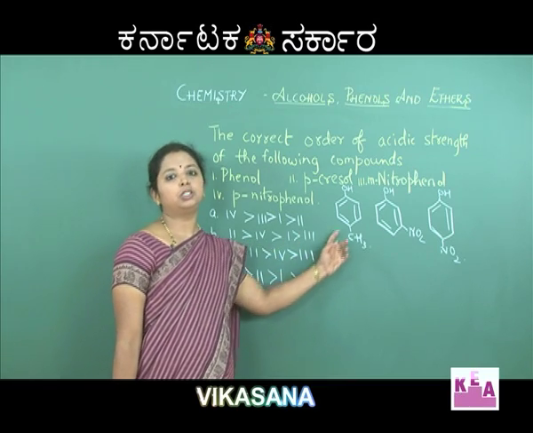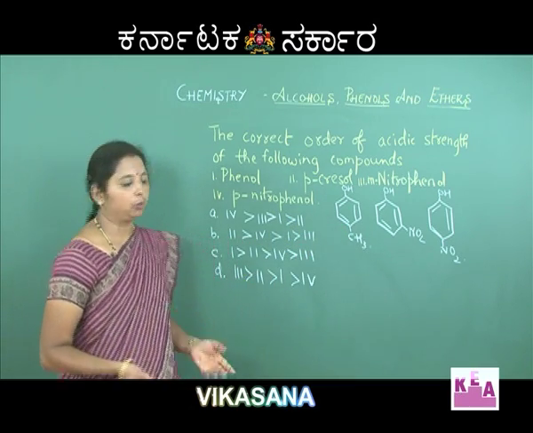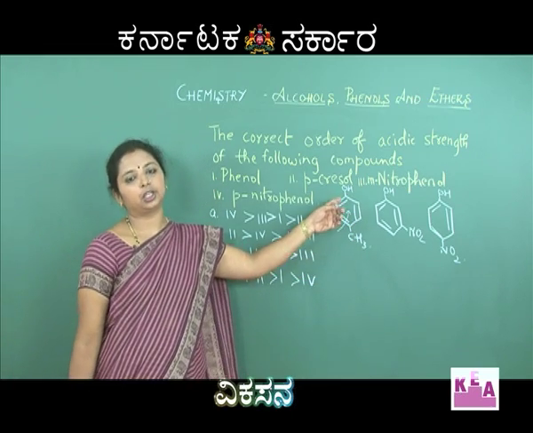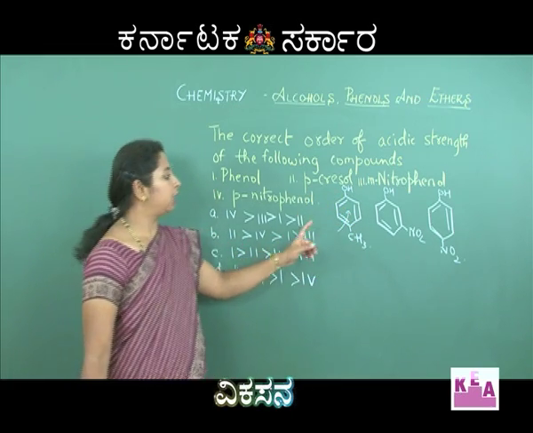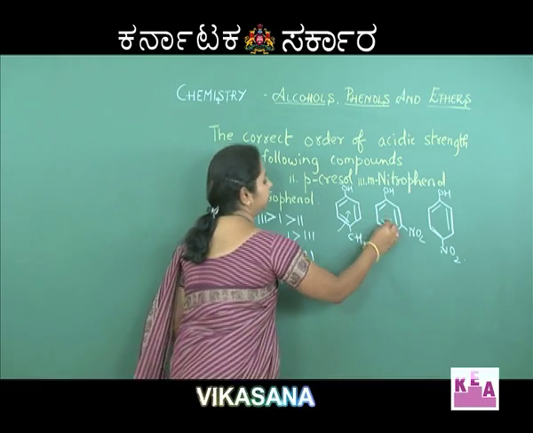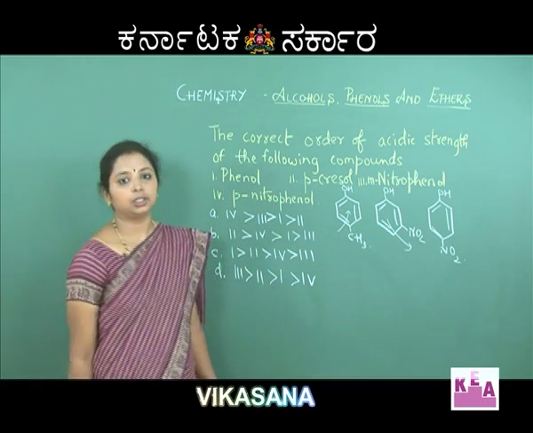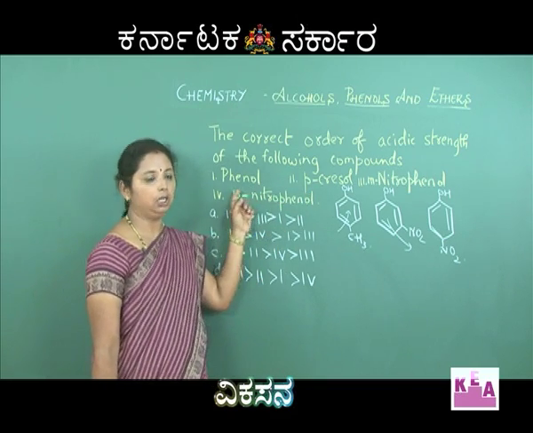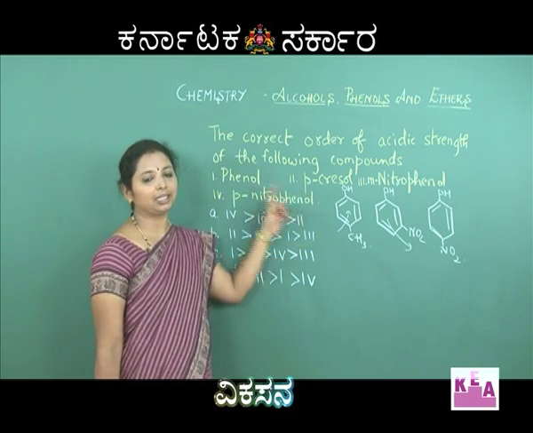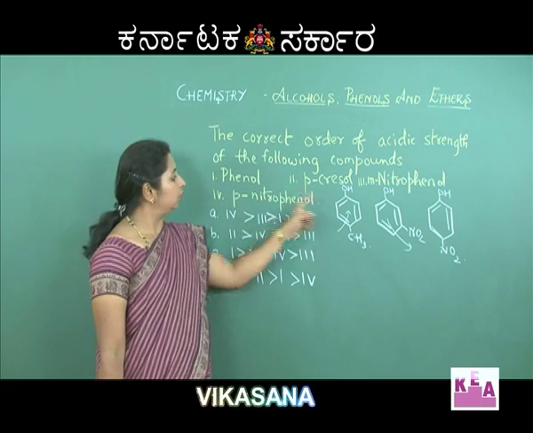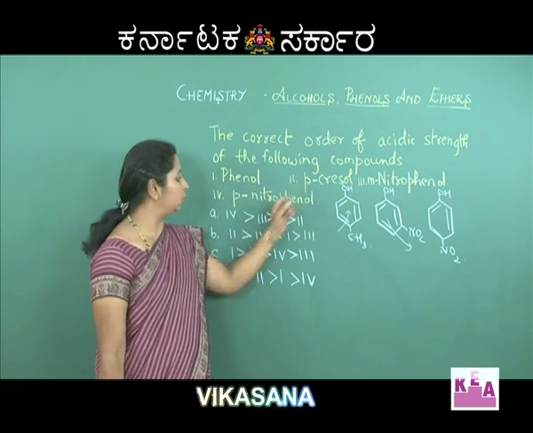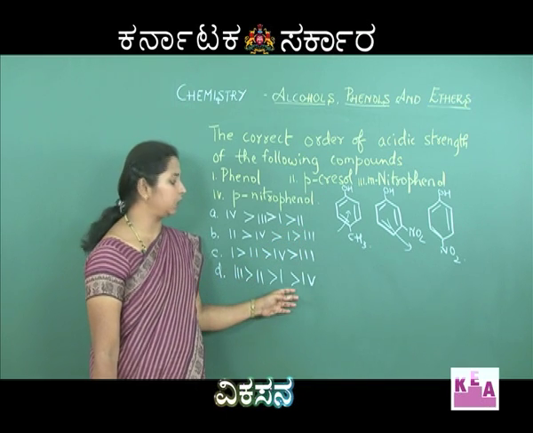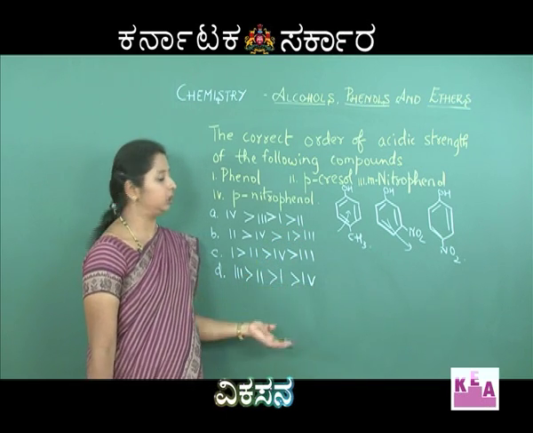Now, methyl group is an electron donating group. When an electron donating group is present, what happens? The acidic strength will decrease. Whereas, when an electron withdrawing group is present, then what happens? The acidic strength increases. So, among cresol and phenol, the cresol is less acidic than phenol. So, this comes last, 2 comes last. Now, look at the options, 2 comes last in almost all of them, but we will check for the others as well.